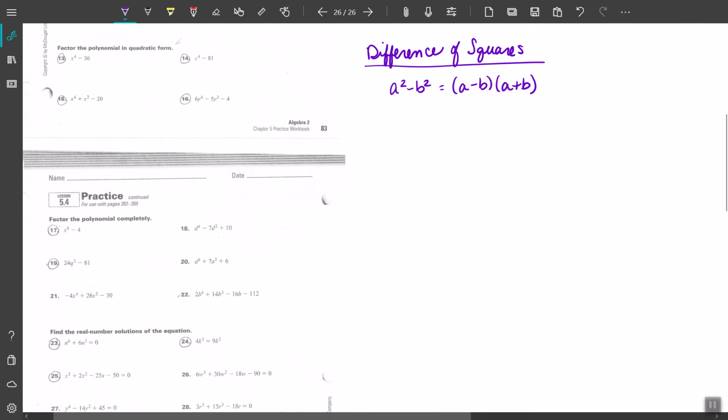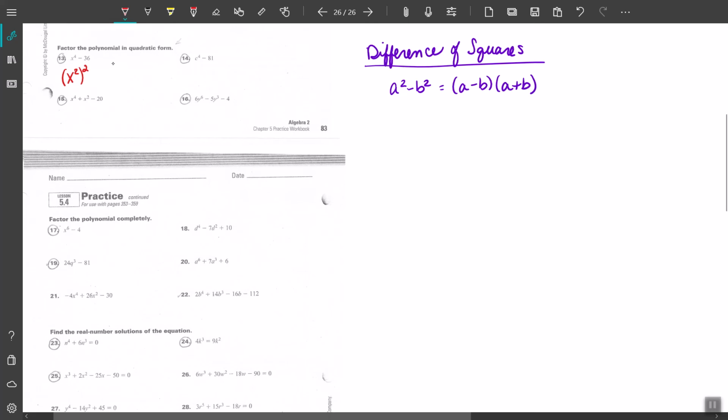Now in 13 and 14, we are going to use the difference of squares again. So I've rewritten that pattern here. They ask us to factor that polynomial, and while it might not be obvious right away, x to the fourth is actually x squared squared. So it is a perfect square as well, because I could rewrite x to the fourth as x squared raised to the second power.